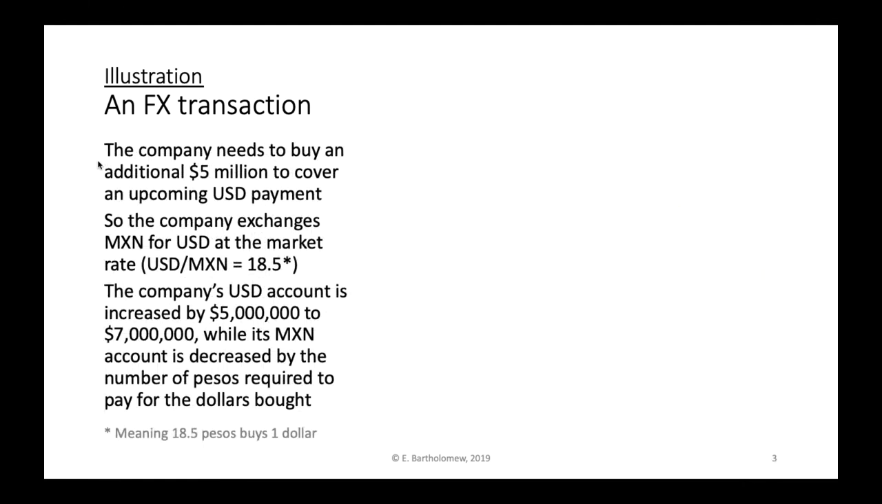Now the company needs to buy an additional $5 million to cover an upcoming US dollar payment. So the company changes Mexican pesos for dollars at the market exchange rate, which we assume here is 18.5 pesos to the dollar. So how do we do this? The company's US dollar account would be increased by 5 million to 7 million, while its Mexican peso account would be decreased by whatever number of pesos are required to pay for the dollars bought.